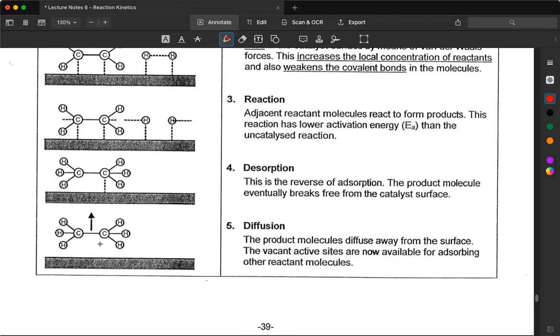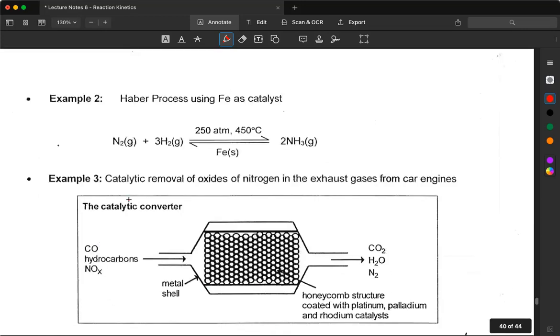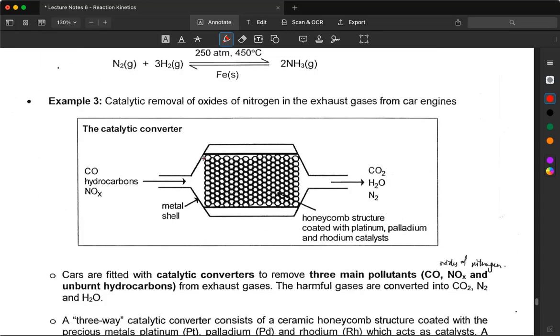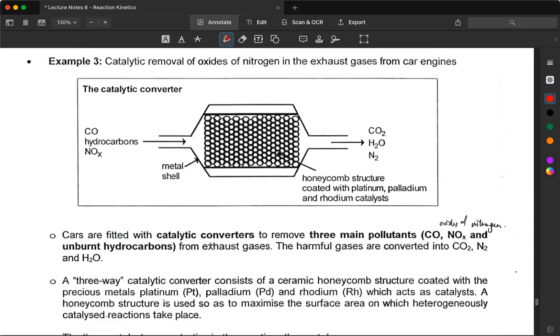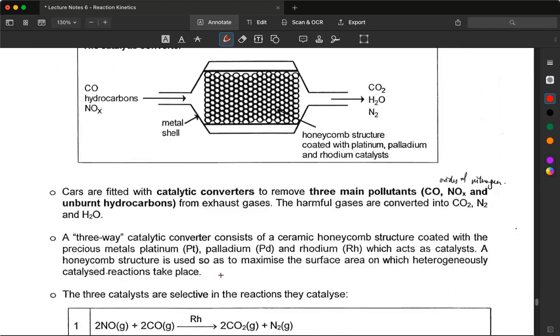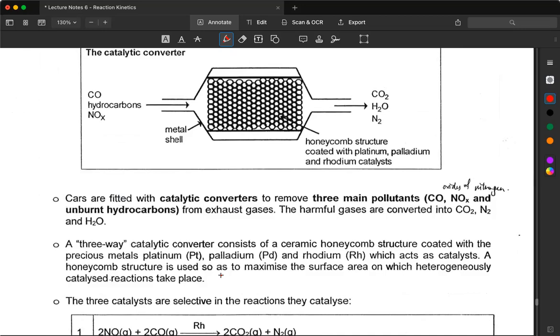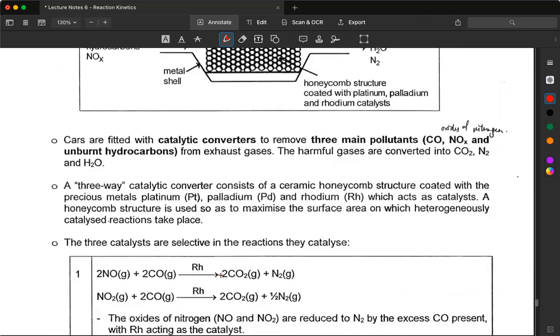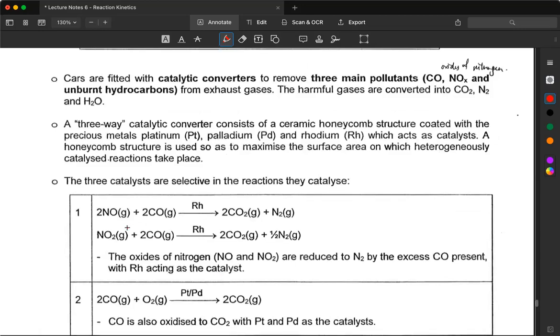Okay. So this is one example, the Haber process using finely divided iron as the catalyst. Then this is what we have learned in O-level, the catalytic converter. In more detail, it is coated with platinum, palladium, and rhodium. So they are the catalysts involved in the catalytic converter. It has a honeycomb structure to maximize surface area for reactions. And then, this is what we have learned before.